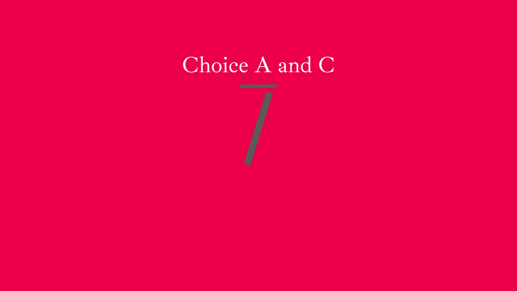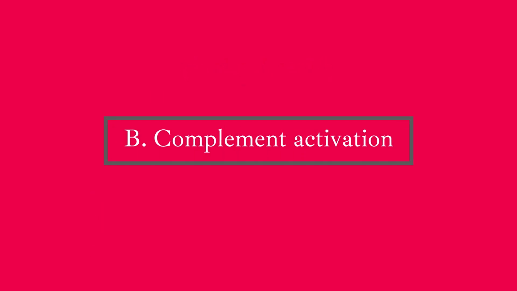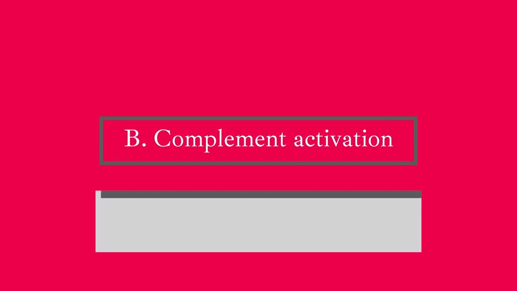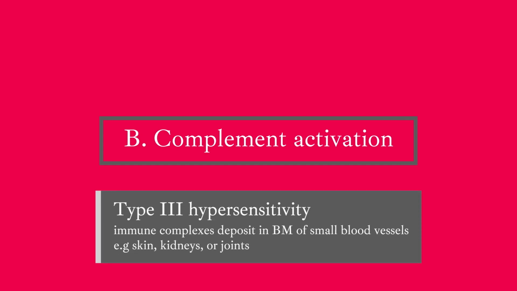Choice B cannot be the answer because complement activation occurs in type 3 hypersensitivity reactions, in which immune complexes deposit in the basement membrane of small blood vessels in the skin, kidneys, or joints, resulting in vasculitis. Complement does not play a significant role in type 1 hypersensitivity.